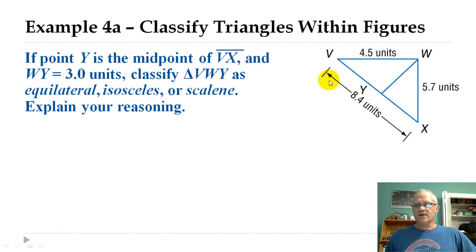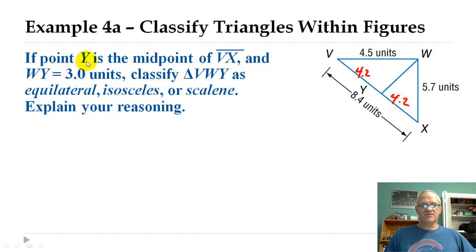All right, so we've got a more complicated situation here, and so we have some things we've got to figure out. It says point Y is the midpoint of VX. So here's VX, Y is the midpoint. What does that mean again when we have the midpoint of something? It means that each of those two parts that get split up there are exactly the same. So we know that the whole VX is 8.4, so VY is 4.2 units. And we know that YX is 4.2 as well.